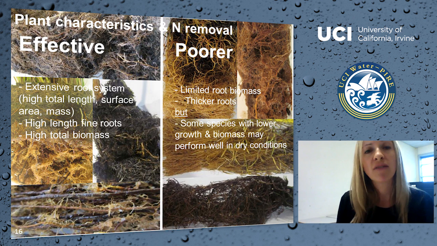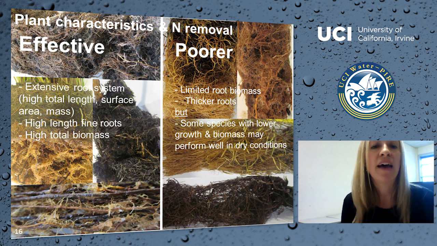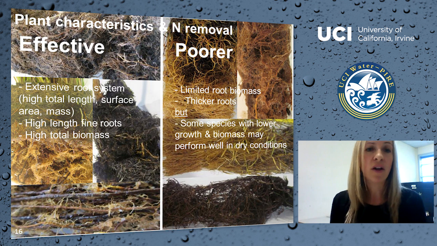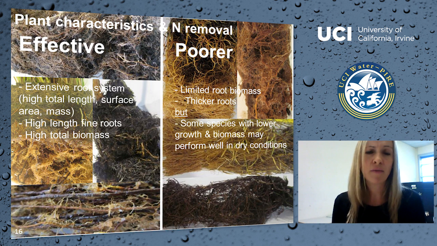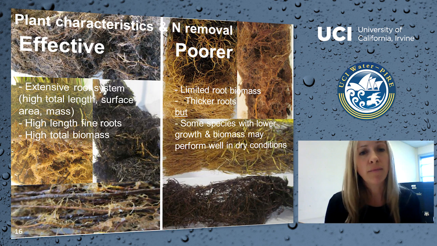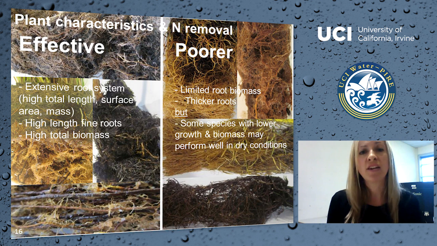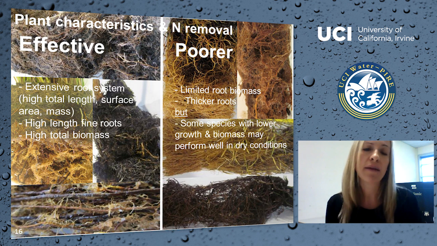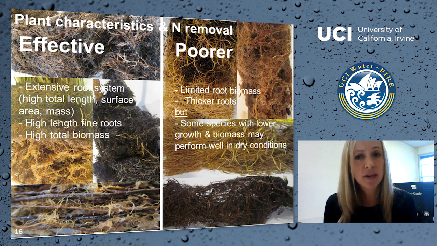And we found results that are also similar to the study of Jenny Reed in 2010, where the most effective plant species had a really extensive root system. So high total root length, a high surface area of the roots, and a high root mass. Also a relatively high length of fine roots, and this extensive root system also tended to go hand in hand with a higher total plant biomass. Whereas the poorer performing species tended to have a limited root system, generally thicker roots.